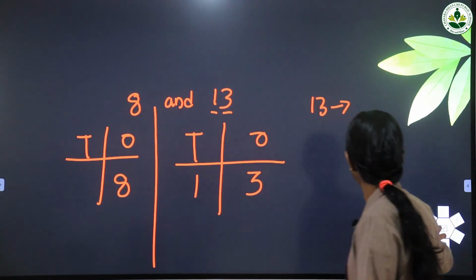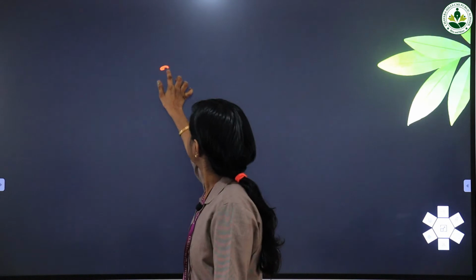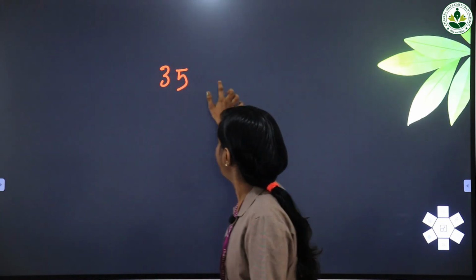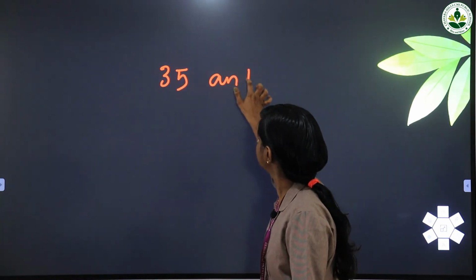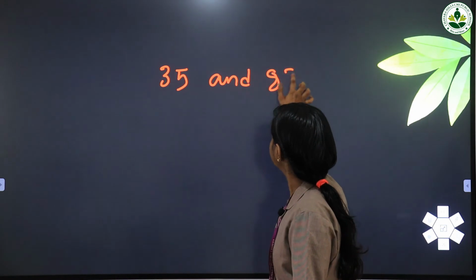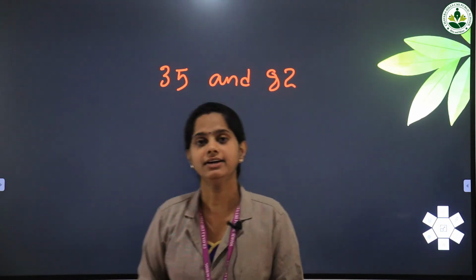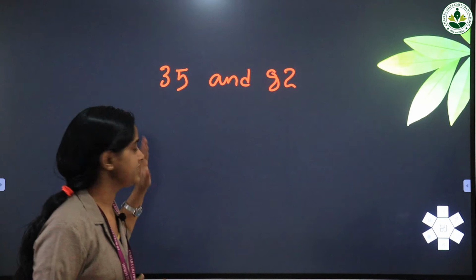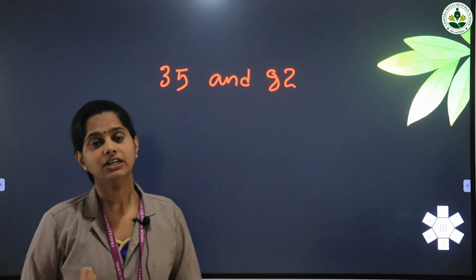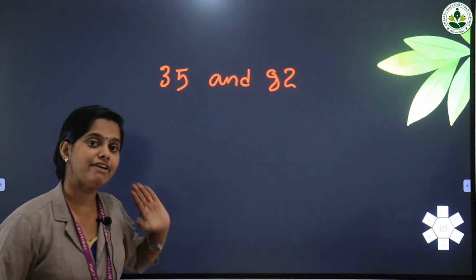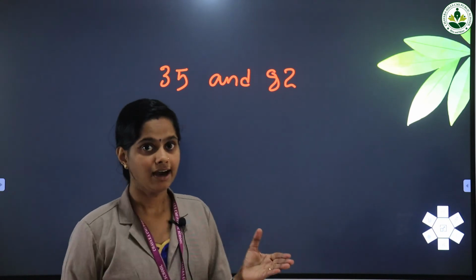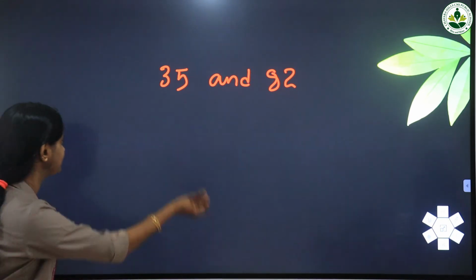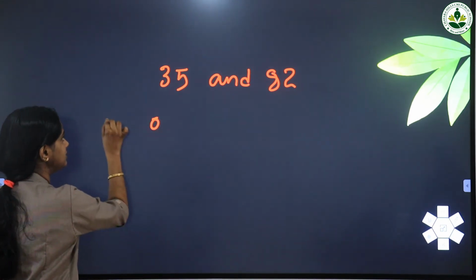Another example, compare 35 and 82. Which is the greatest number and which is the smallest number? For this, first we place these numbers in the place value chart. Ones, tens.